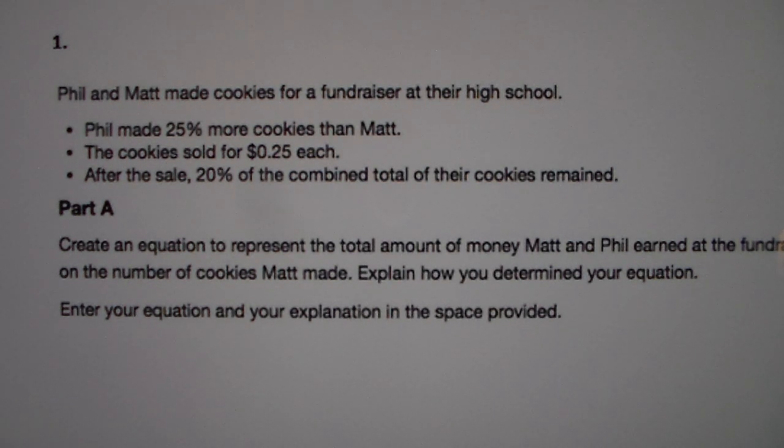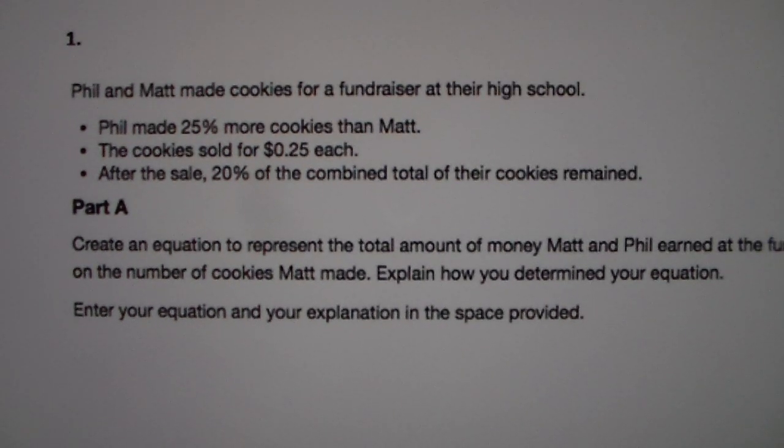The cookies sold for 25 cents each. So every cookie that you sell, you get 25 cents. After the sale, 20% of the combined total of their cookies remained. Meaning, if they made 100 cookies, there's 20 cookies left. That's what the 20% of the total combined of their cookies remained means.